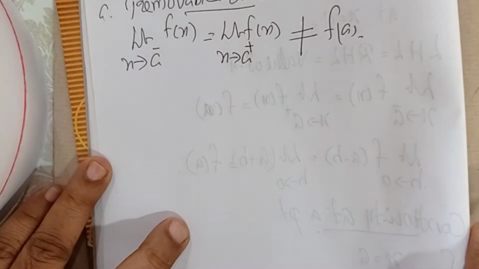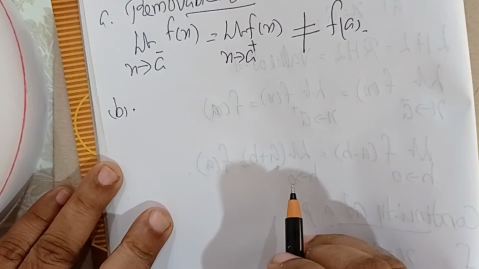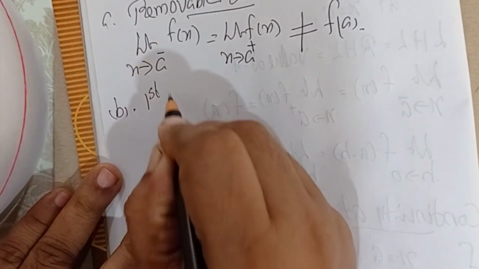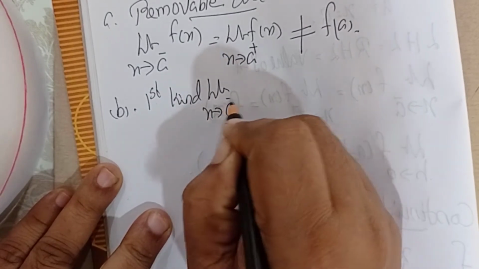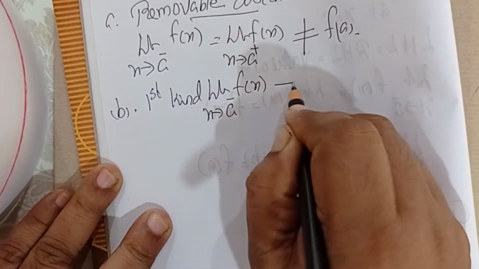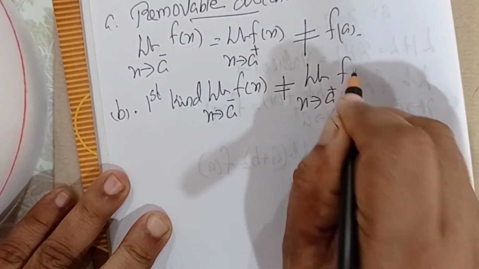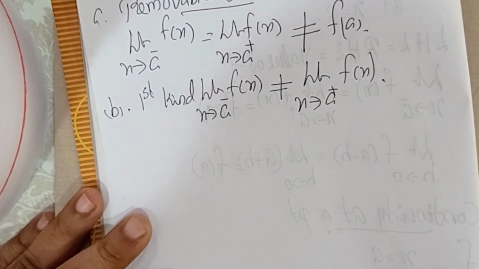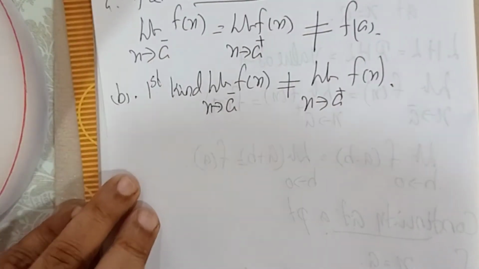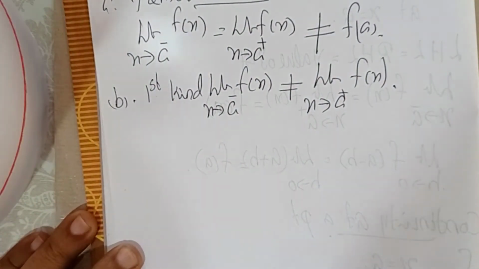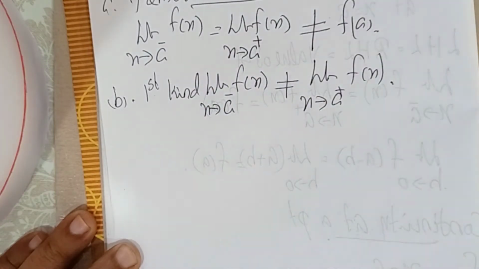Then B, discontinuity of first kind. That means limit x tends to a minus f(x) is not equal to limit x tends to a plus f(x). The LHL value is not equal to the RHL value. Then that function is discontinuous, and that is of first kind.